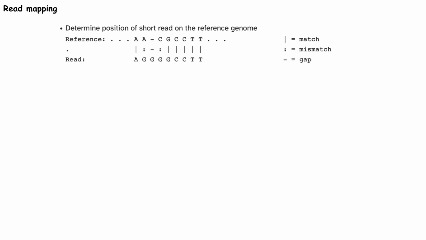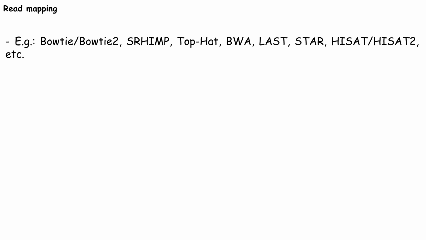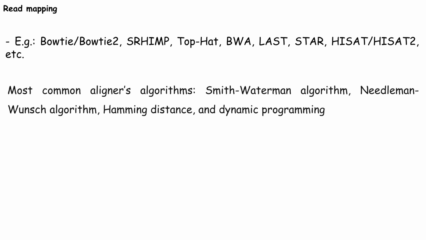Read mapping determines the position of a short read on the reference genome. Symbols indicate match, mismatch, or gap between the read and the reference sequence. There are many tools available for read mapping, including Bowtie/Bowtie2, SHRiMP, TopHat, BWA, LAST, STAR, HISAT, HISAT2, among others. The most common algorithms utilized by aligners are the Smith-Waterman algorithm, Needleman-Wunsch algorithm, Hamming distance, and dynamic programming.